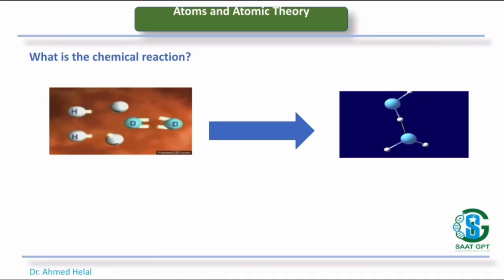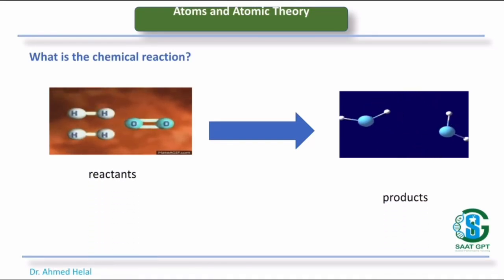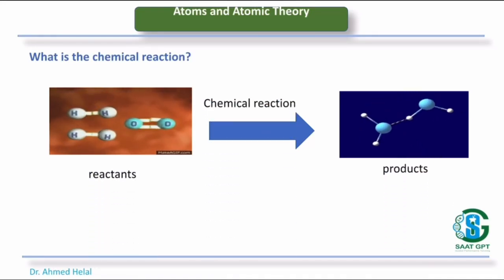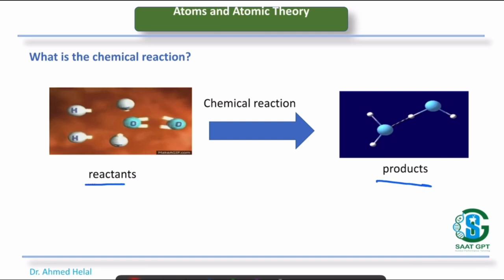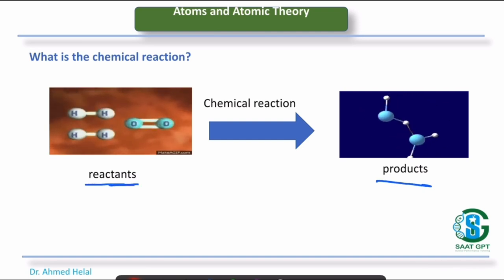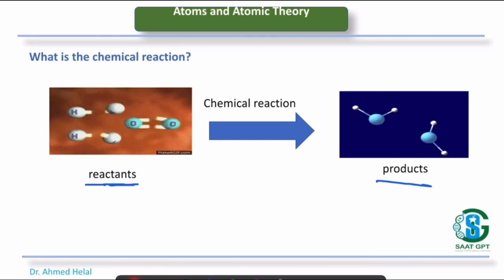What is the chemical reaction? Observe and answer. At the left side, we have reactants, while on the right side, we have products. As you can observe in reactants, we have breaking up bonds of hydrogen and oxygen. Here we have four free hydrogen atoms and two free oxygen atoms.